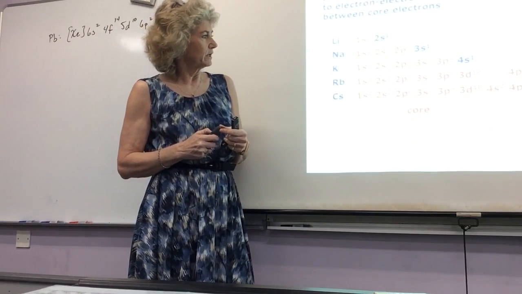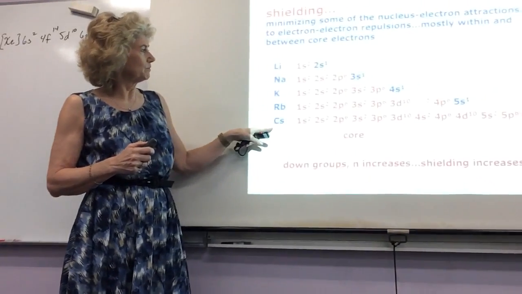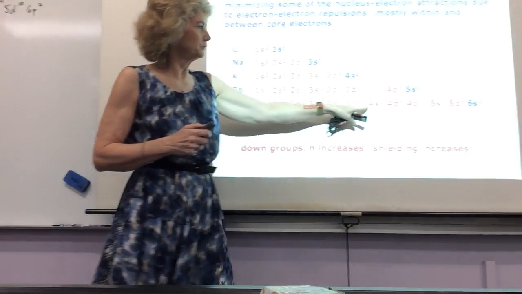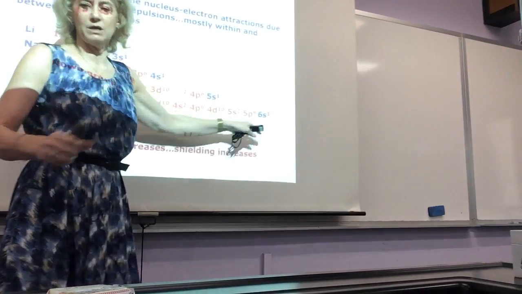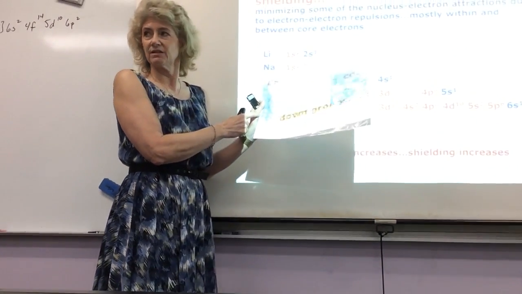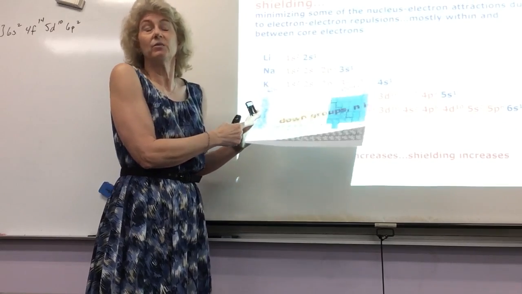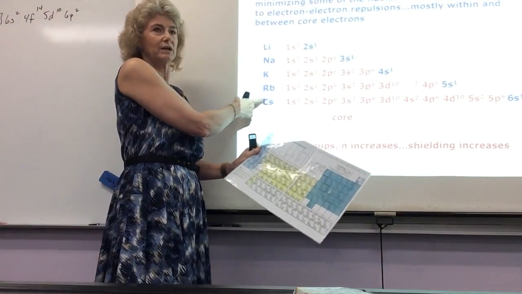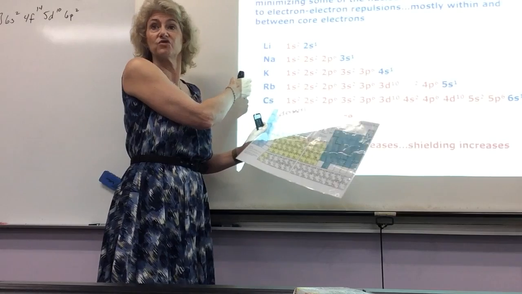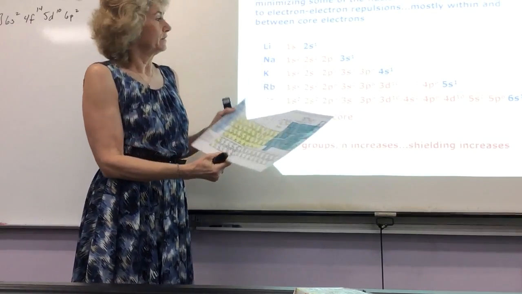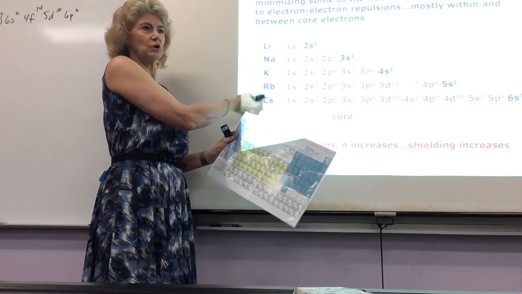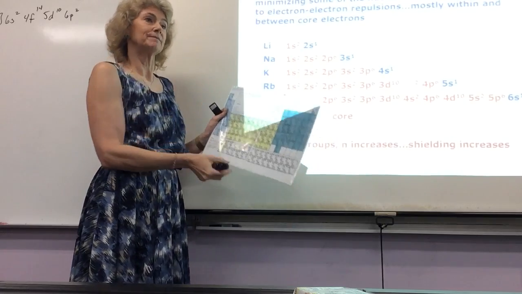Here's the core for down the group, group 1. The core is getting bigger and bigger and bigger. These are all your shielders. So by the time you get to 6s1, where are we at, 6s1? Cesium. That stuff is so reactive, you can't handle it. We can't even buy rubidium. We're not allowed to buy rubidium. We only have those three, and they're stored under oil because they're so reactive. Now the question is, how come they get more reactive as you go down the group? Why is it that these are so reactive we can't have them? Lauren?